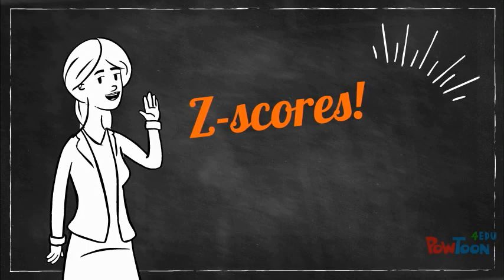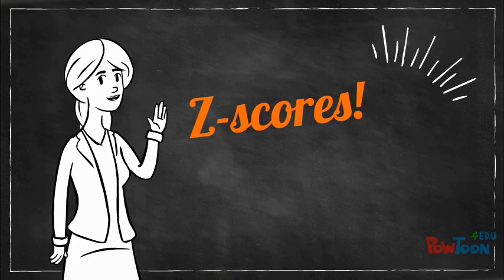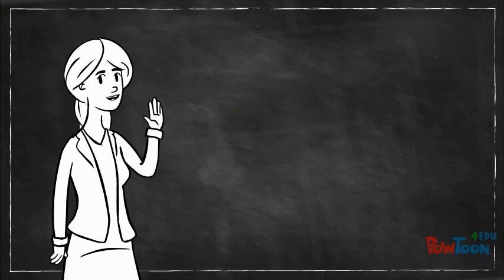Hey everybody! This week we're going to be talking about z-scores. Z-scores are helpful because they help us understand the likelihood that a data point will fall above or below a certain point on a distribution.